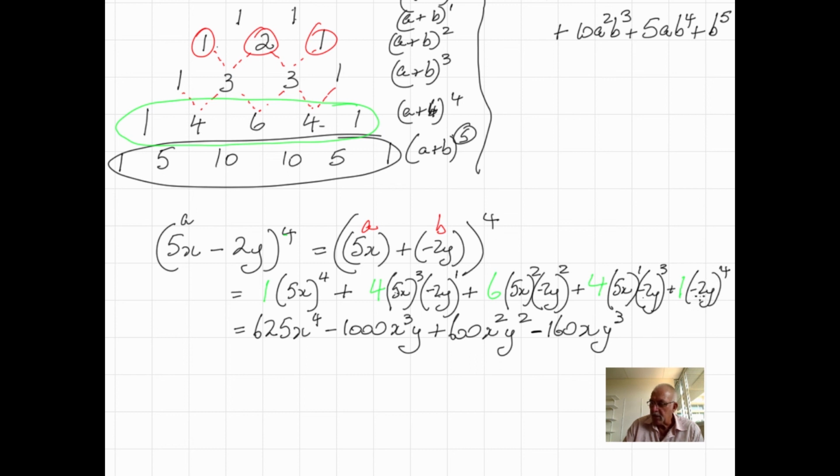And the last term is negative 2 to the power of 4. A negative raised to an even power will always give you a positive answer, so this will be just a plus. 2 to the power of 4 is 16, and that'll be y to the power of 4. And once again, we will have x to the 0. Anything raised to the power of 0 is 1. So 0 plus 4 will be equal to 4. So there's my binomial expansion of 5x minus 2y to the power of 4.